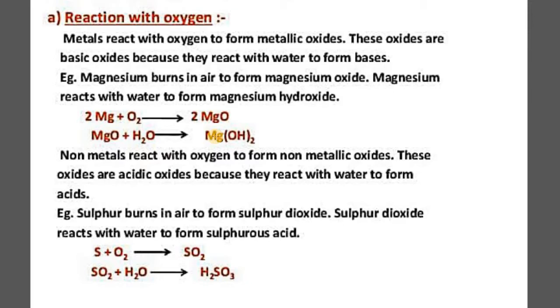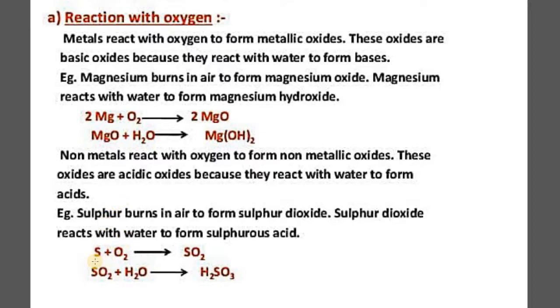Now when we talk about non-metals, they react with oxygen to form non-metallic oxides. Just as metals reacted with oxygen to form metallic oxides, the non-metals react with oxygen to form non-metallic oxides. And generally we find that these non-metallic oxides are acidic in nature. It's not that all non-metallic oxides are acidic, but most of them are acidic in nature. And how do we confirm this? It is again the same process: we dissolve that non-metallic oxide in water and then test its nature.